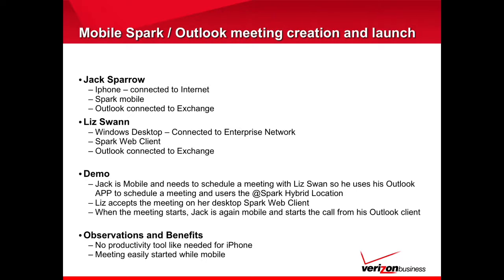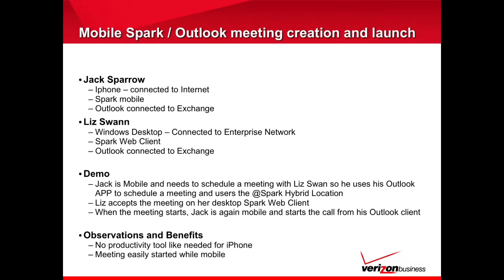We got Jack Sparrow as our user. He has an iPhone. It's connected to the internet. He's got the Spark Mobile client on it. He also has the Outlook client on it. It's connected to Exchange via the internet using Outlook Anywhere. We have Liz Swan. She's got a Windows desktop PC. She's connected to the enterprise network, so she's internal. She's got a Spark web client up. She also has Outlook, and it's connected directly to Exchange within the enterprise.